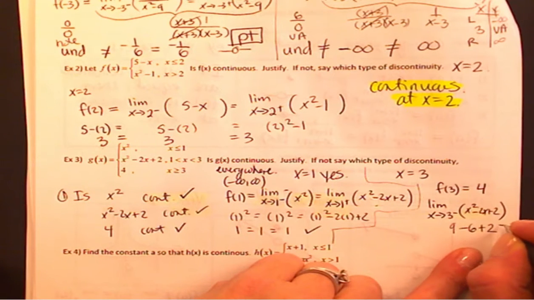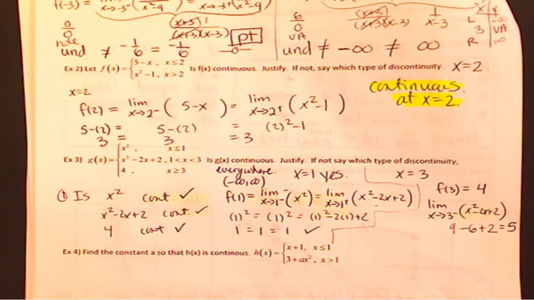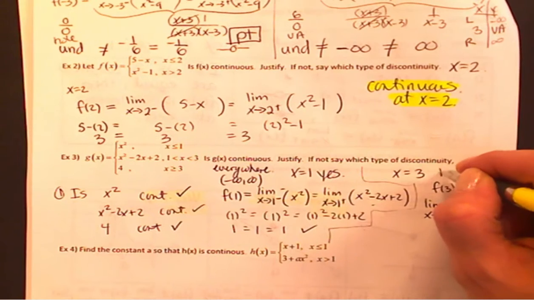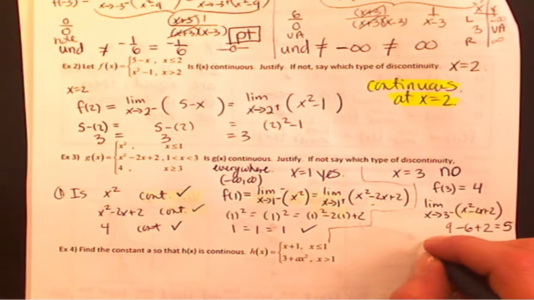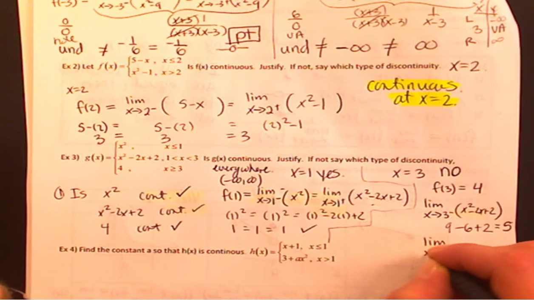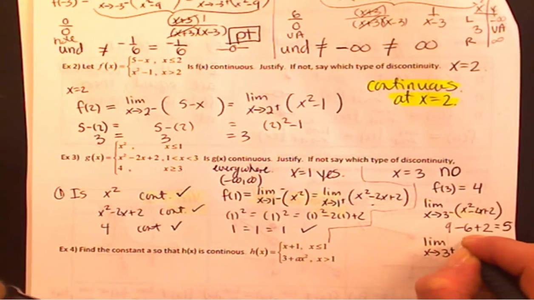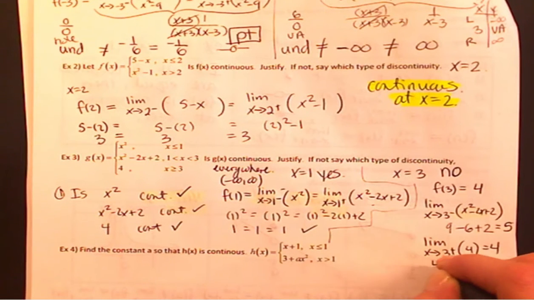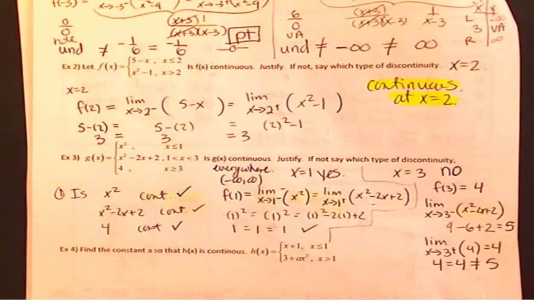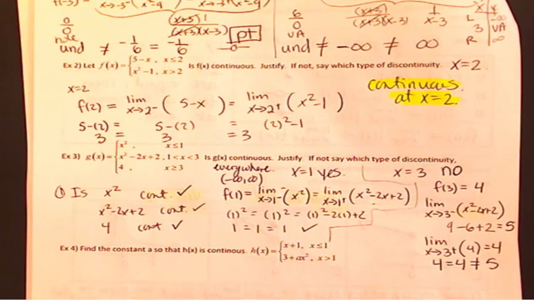Five? You get 5? I get 5. No. It's not. I mean, the point and the limit aren't the same. Three from the right, 4 equals 4 does not equal 5. Not continuous.